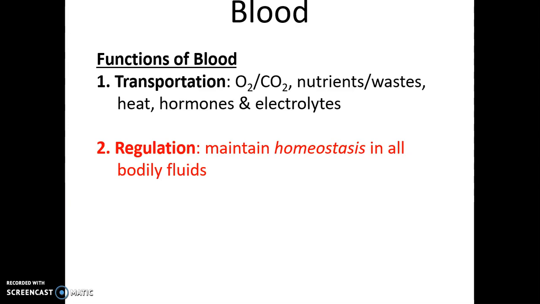Blood's also involved in regulation, specifically helping to maintain homeostasis in all of the bodily fluids. Basically, all fluids of the body come from the blood, so whatever the composition of the blood is, it affects the composition of the other fluids in the body.